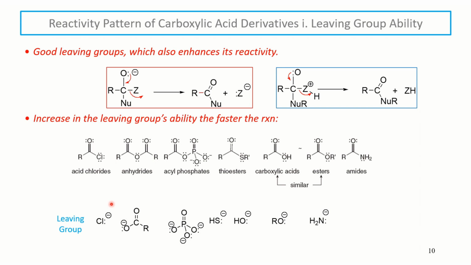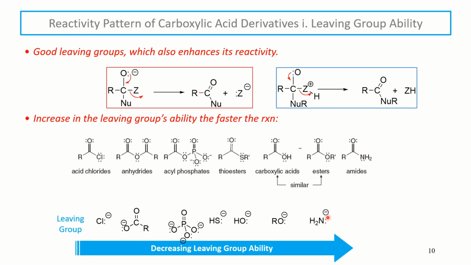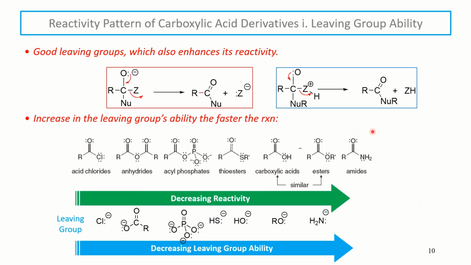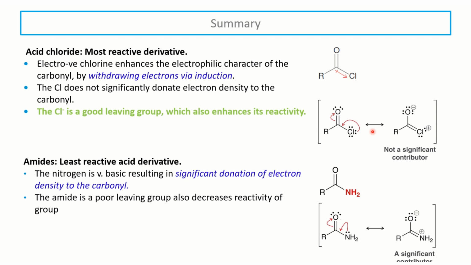As far as leaving groups are concerned, you can see that the chloride is a very stable base, i.e. a very good leaving group, and so the acyl chlorides are the most reactive compared to the amide, which is a very poor leaving group, and so our amides are the least reactive. We can summarize it quite simply, because if you look at the acyl chloride, not only do we have a rather good leaving group, but of course, inductively, the chloride is rather good, and so it creates a higher electropositive center, i.e. this carbon is more electrophilic.